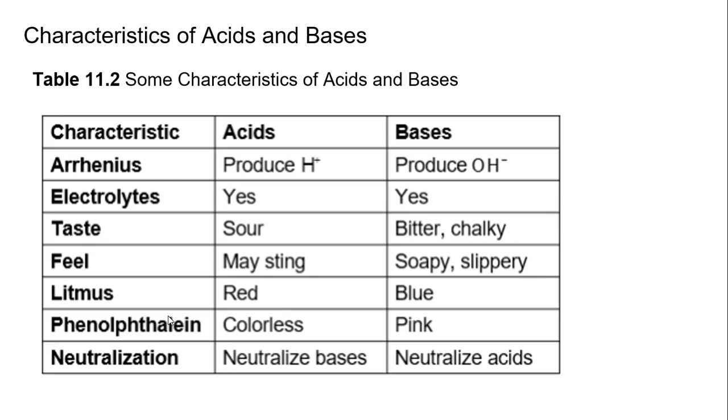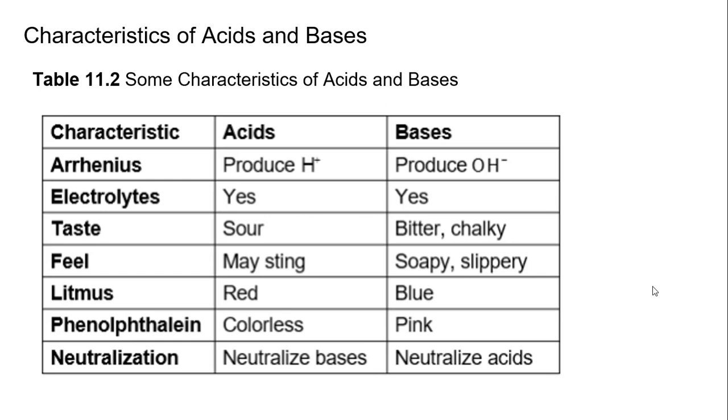Arrhenius acids produce a proton in water, in aqueous solution, let's say. It is an electrolyte. Both are electrolytes. Bases produce hydroxide ion. Acids are sour. Think of citrus fruit. Bases are bitter and chalky, and think of an antacid, or, you know, if you've ever taken something like Pepto-Bismol, it has a very chalky taste to it. Acids will sting and bases will feel slippery or soapy.